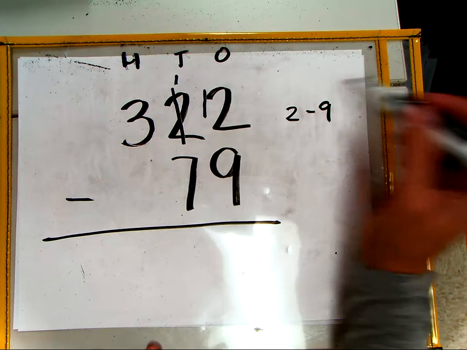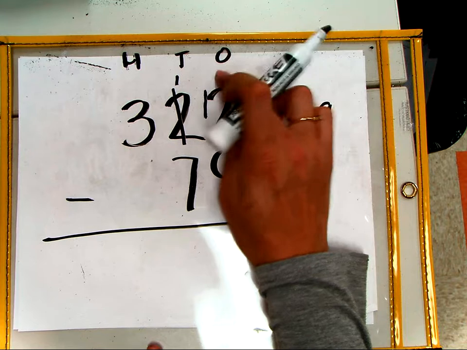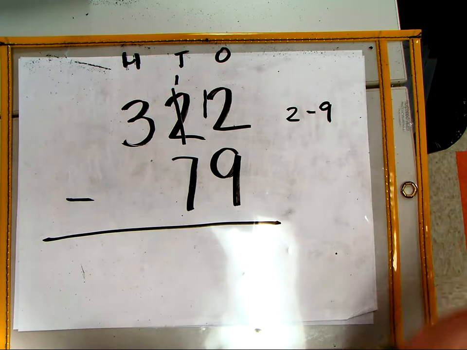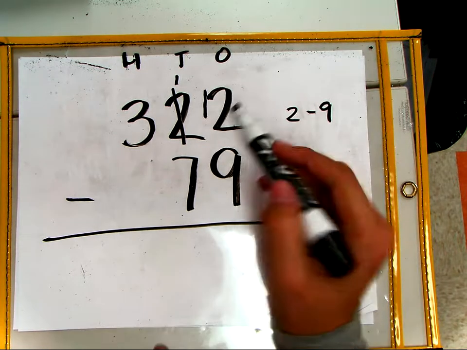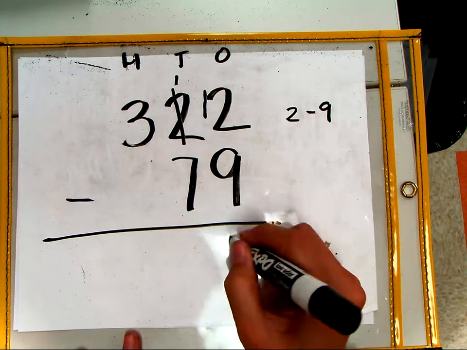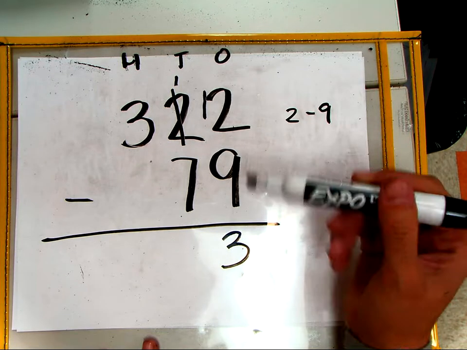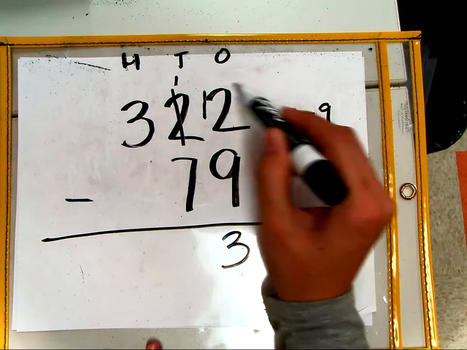Remember last time I crossed it out and I wrote it up here on top. Either is okay. You'll see students do one or the other. Now I can do 12 minus 9 in the ones place, and I get 3. Quickly check with addition. 9 plus 3: 9, 10, 11, 12, and that's my total right here.